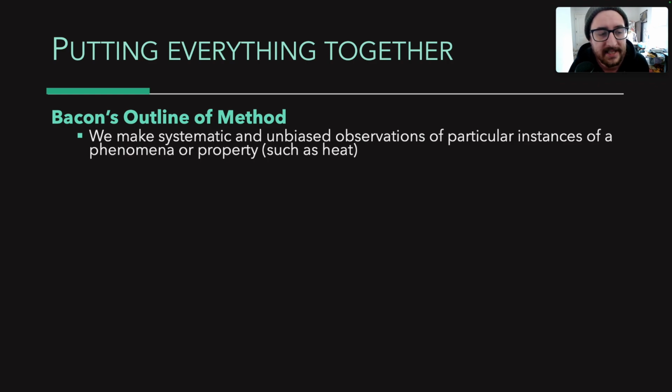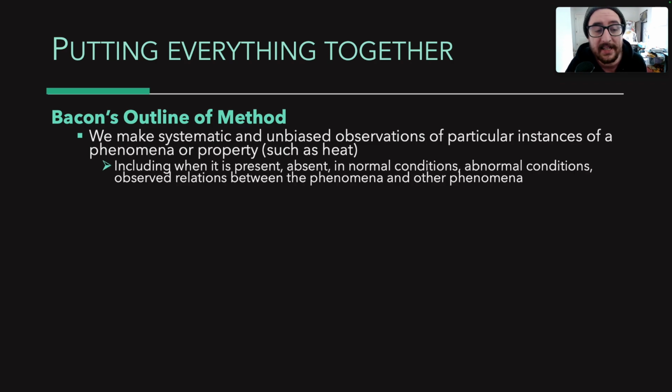First, we make systematic and unbiased observations of particular instances of phenomena or properties, such as heat. Now, what's really critical to Bacon's method is that we need to make observations where we say where heat is present, and then we need to say where heat is absent, both in normal conditions and abnormal conditions. And we need to make observations about the relation between this phenomena and other ones. Don't just say that there is heat when there is fire, that'd be presence, but also say there is not heat when there is ice and snow.